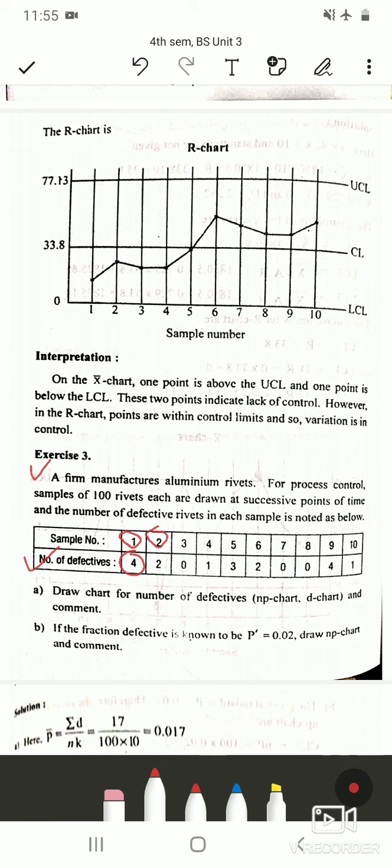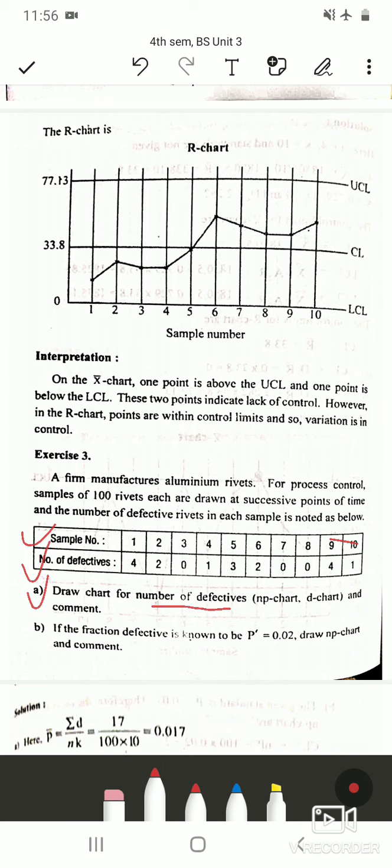In the second sample, there are 2 defectives, and the number of items taken in each sample is 100. So in the first sample 100 items are taken, and in that 4 are defective, and so on. This is how you read the data. So for all the 10 samples they have given the number of defectives. For this they have asked to draw a chart for number of defectives and comment.